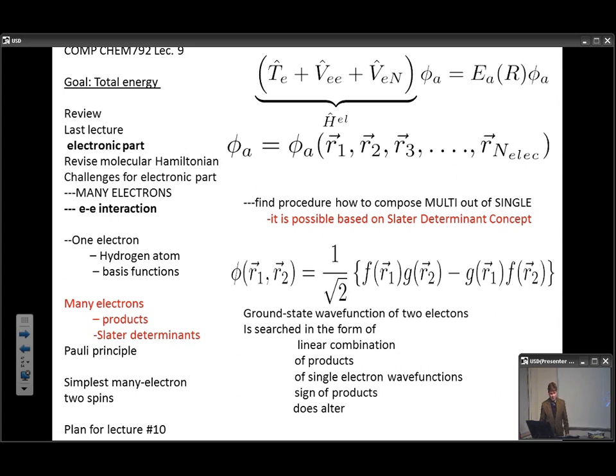So this procedure is referred to as Slater Determinant, and it does reflect these specific quantum properties of electrons. Let me briefly mention what those rules are for now, and then we will spend the whole next lecture trying to understand where they are coming from, because it is a separate subject.